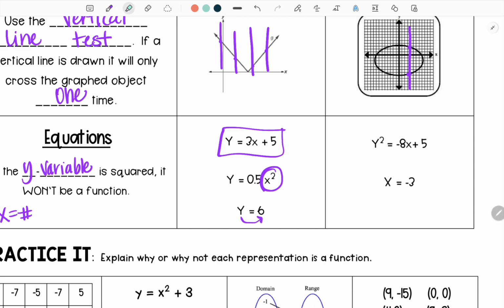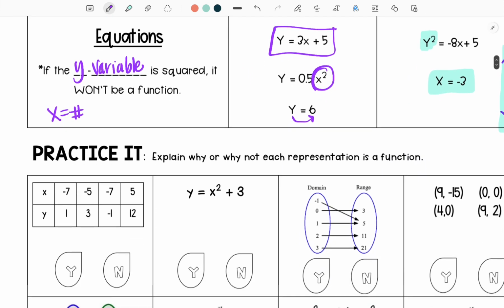But you can see over here that this one's got the y squared, and this one is x equals a number, and so these ones would not be functions. Because x equals -3 is a vertical line in and of itself, it would not pass the vertical line test, because if I drew a vertical line over it, it would cross in every single point all the way down the line. Okay?